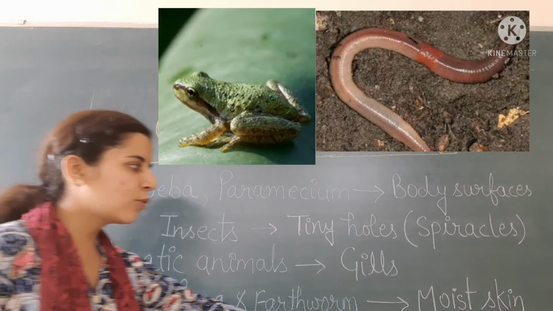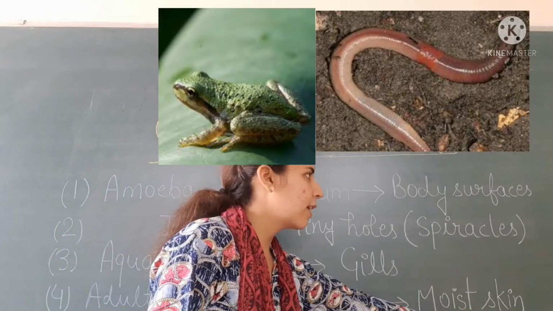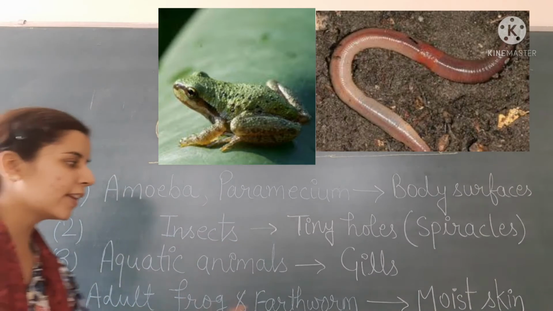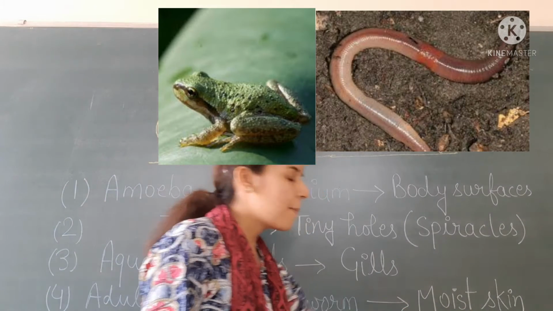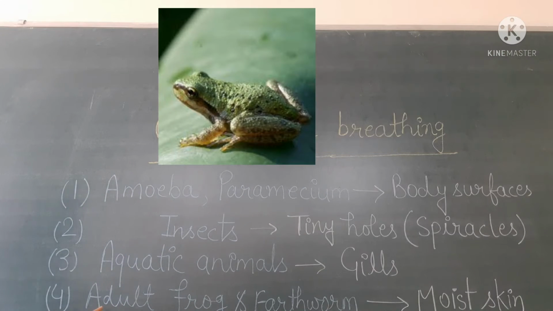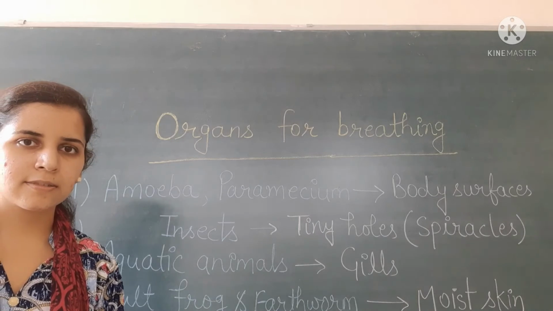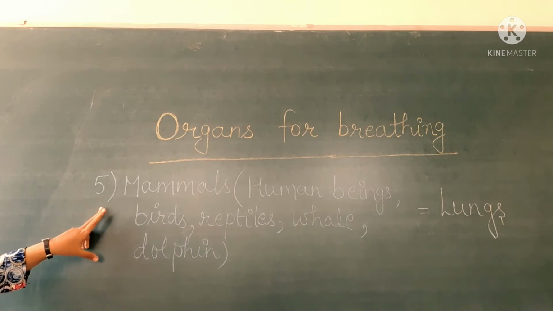And next is adult frog and earthworm. So they breathe through the moist skin. When an adult frog is in water, then it breathes through its moist skin. But when this frog is on the land, then it breathes through its lungs. So next is mammals.